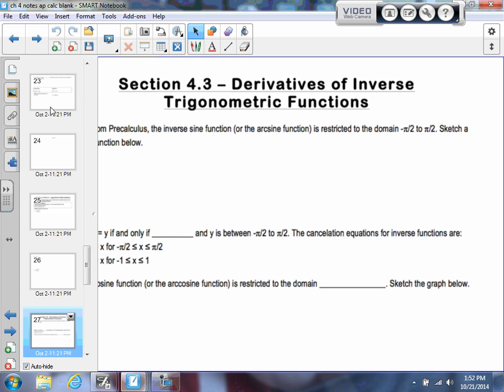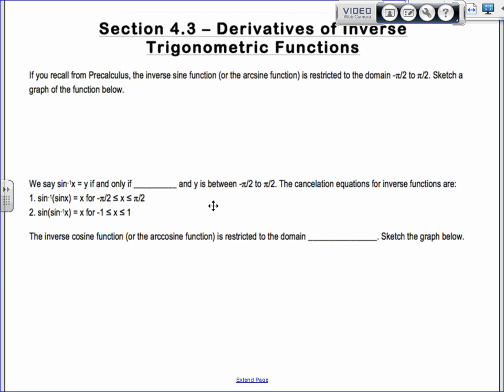Okay, derivatives of inverse trig functions. All right, so do you guys remember from pre-calc, like you talked about inverse sine and inverse? All right, do you remember talking about this? So inverse sine, do you know what it looks like?